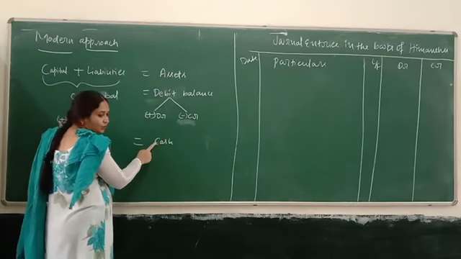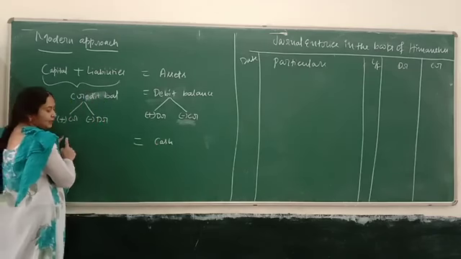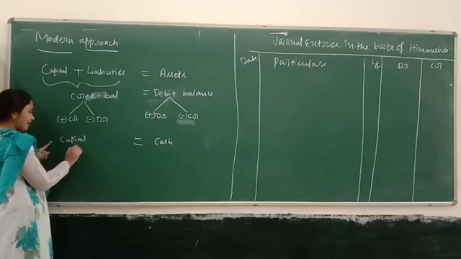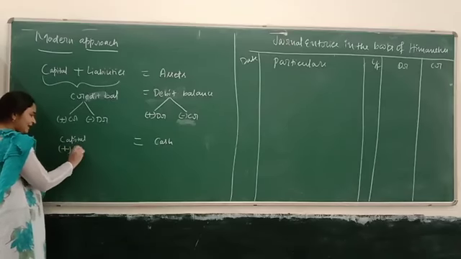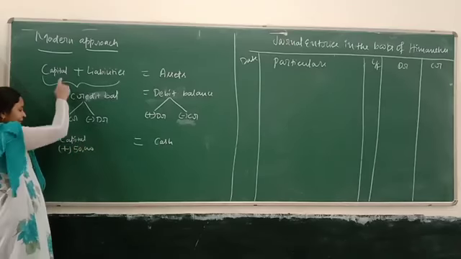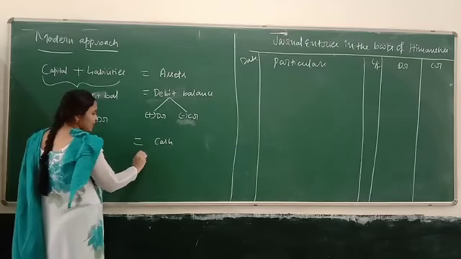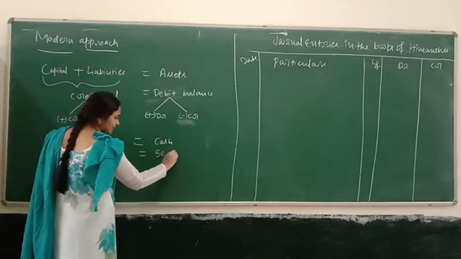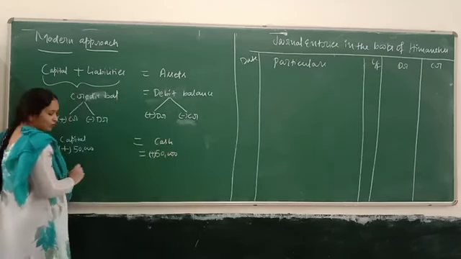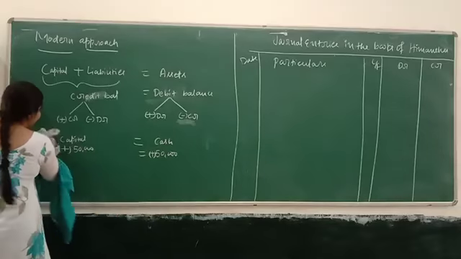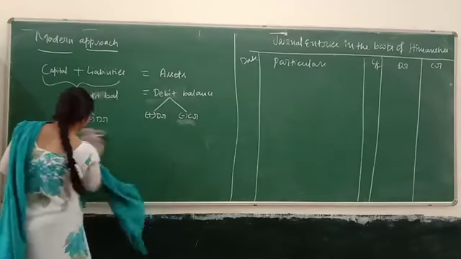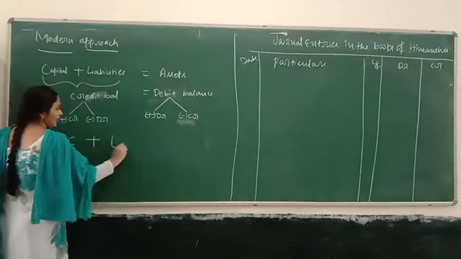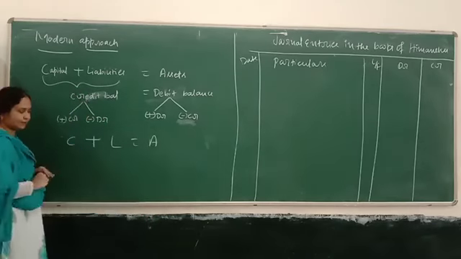Below capital I have written, and my cash is also increasing. By how much? 50,000. Even my capital is increasing. Okay. So here, if I rewrite this, the formula is capital plus liabilities equal to asset.